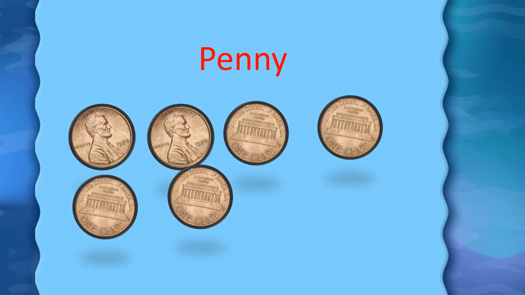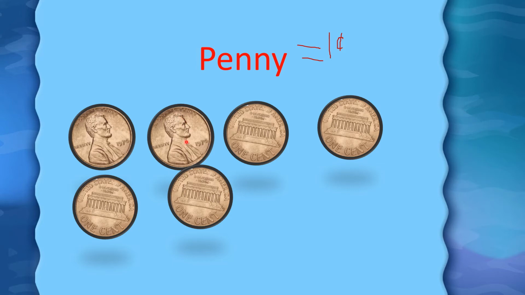Okay, now let's look at some examples. So we know that a penny is equal to 1 cent. So let's write equals 1 cent. So if we know that it equals 1 cent, that means that we're going to count by ones to see how many pennies do we have in total. So let's find out. So let's start.